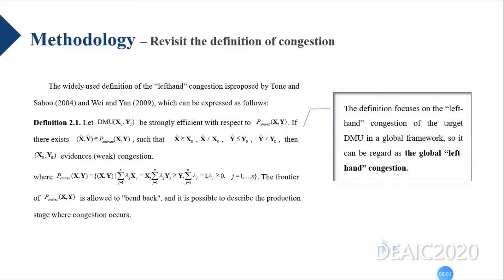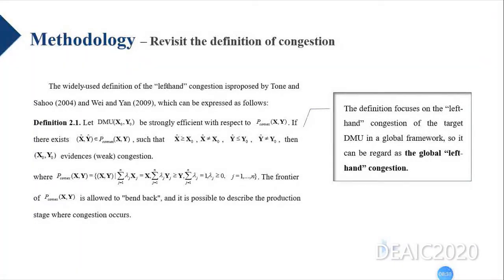First, let us review one of the most widely used congestion definitions in DEA. It was proposed by Wei and Yan in 2004 and Tone and Sahoo also in 2004. Their models are referred to as the TS and WY methods. From definition 2.1, we can find that it only focuses on the left-hand congestion for the target DMU.